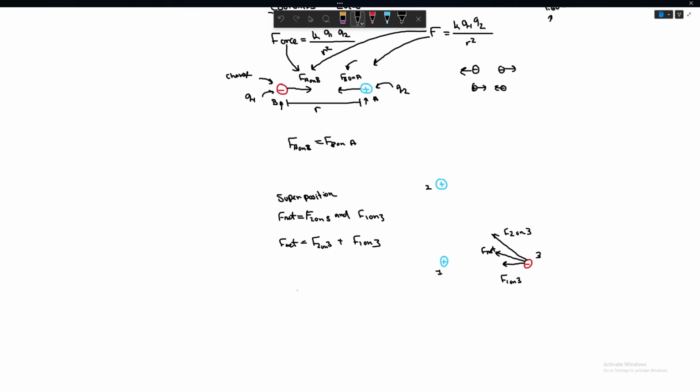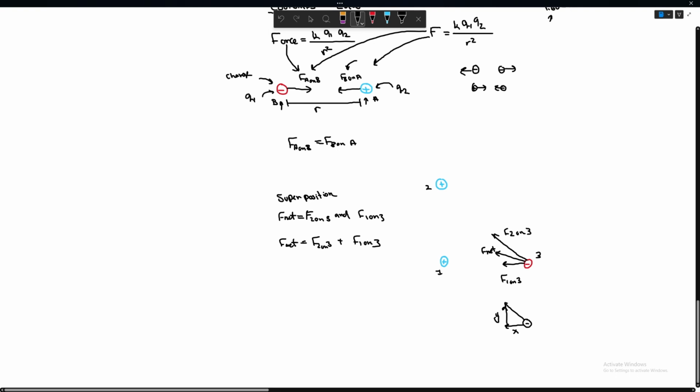Okay. And obviously you see for this one, if you have a force going this way, you'll have to break it up into your X and your Y in order for you to use them. So keep that in mind.